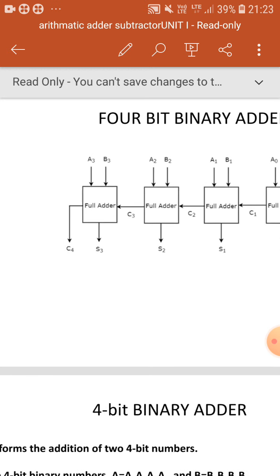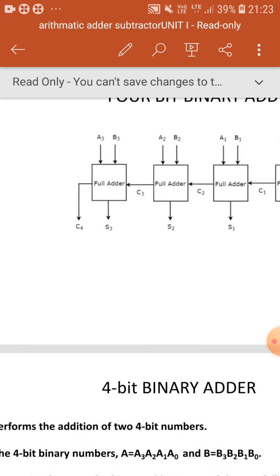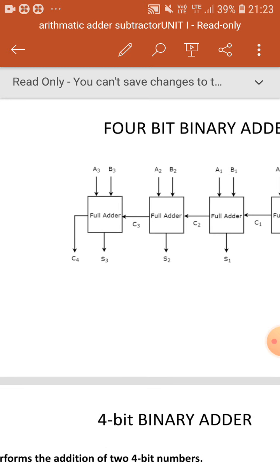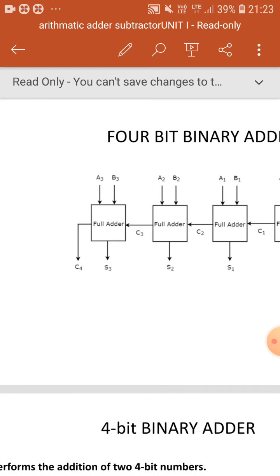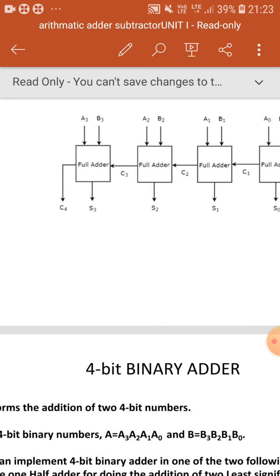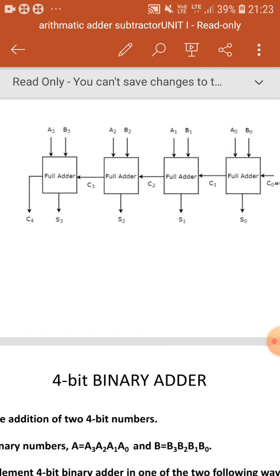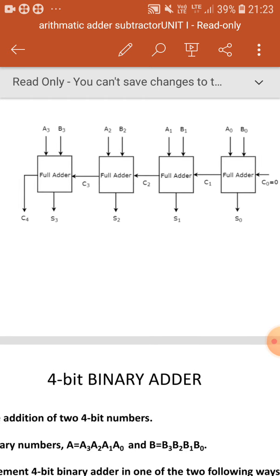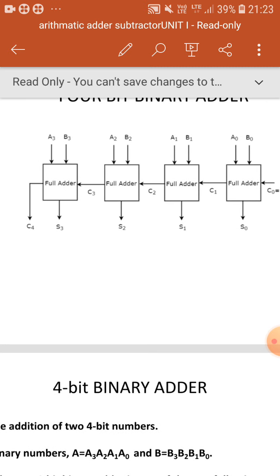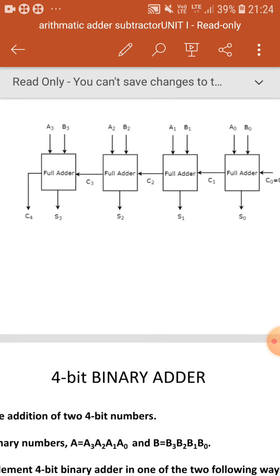This carry bit is applied to the fourth full adder. Now the fourth full adder adds A3, B3 and C3. The result will be S3 and C4. So now we got S3 to S0 and C4. C4 to S0 is the final answer.